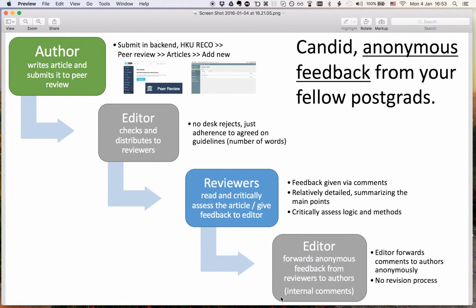And normally we would have maybe a revision process in a journal, but this is where we stop essentially. We give feedback once, and then the author has on this piece the feedback of 2 of his peers at the department, and this should be sufficient for improving his work in general.